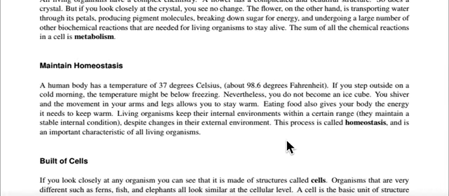Maintaining homeostasis. A human body has a temperature of 37 degrees Celsius, about 98.6 degrees Fahrenheit. If you step outside on a cold morning, the temperature might be below freezing. Nevertheless, you do not become an ice cube. You shiver, and the movement of your arms and legs allows you to stay warm. Eating food also provides your body the energy it needs to keep warm. Living organisms keep their internal environments within a certain range. They maintain a stable internal condition despite changes in the external environment. This process is called homeostasis and is an important characteristic of all living things.